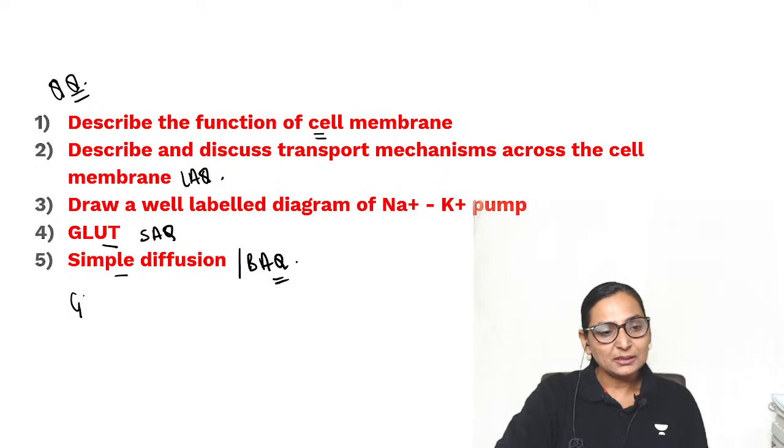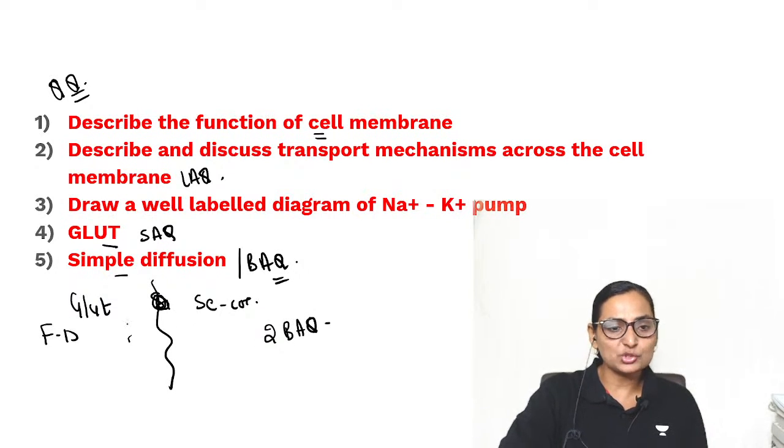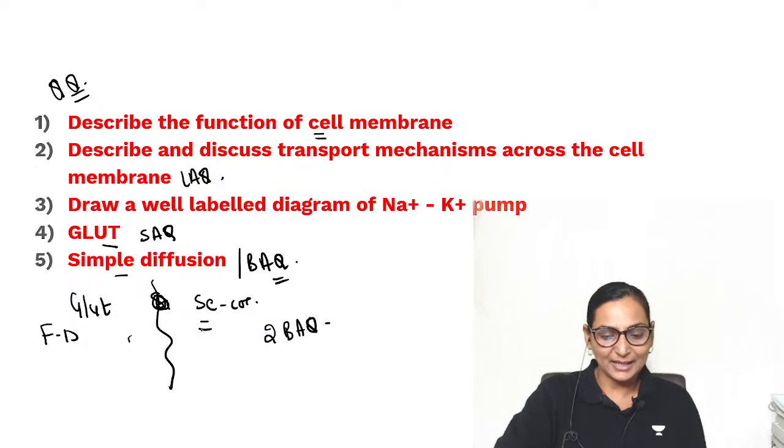Apart from this, differentiate between GLUT and SGLT, that is a GLUT and a secondary active transport. You can just be given a 2 marks BAQ to differentiate between facilitated diffusion and secondary active transport mechanism.